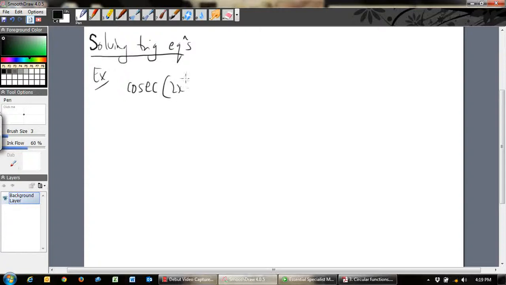So cosec of 2x plus 1 equals 2. Okay, so what we're trying to do here is just rearrange it and solve for x. And it sounds easy, but it is something that students struggle with. Okay, so let's just rearrange this. So what we've got is cosec 2x.